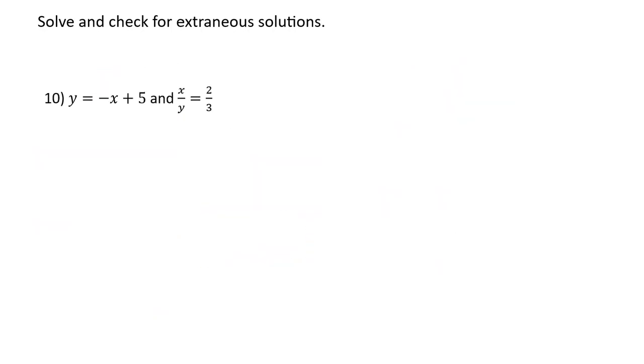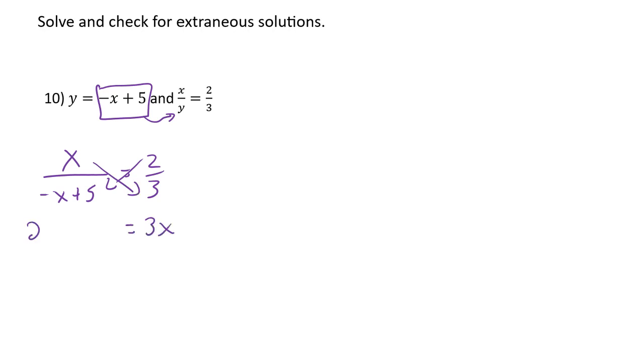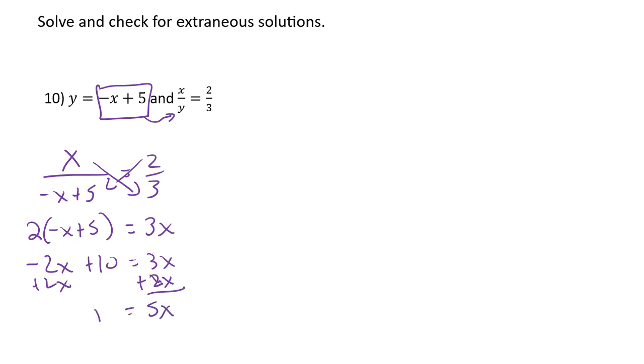Our next one, doing the same thing. We're going to take this negative x plus 5 and plug it in. So we have x over negative x plus 5 equals 2/3. Cross multiply. So we're going to have 3x. We're going to have 2 times negative x plus 5. So that's negative 2x plus 10 equals 3x. Solving for x, I'm going to add the 2x over. That's 5x equals 10. Divide by 5. The x is 2.